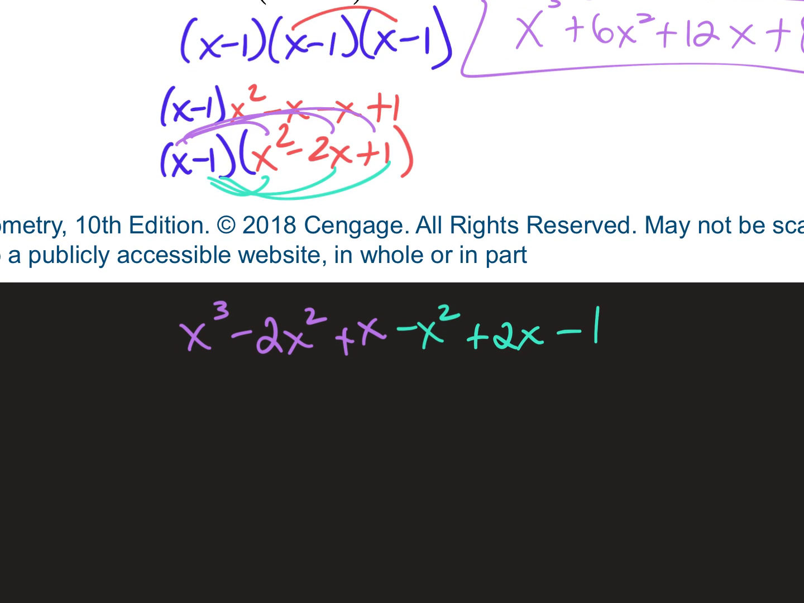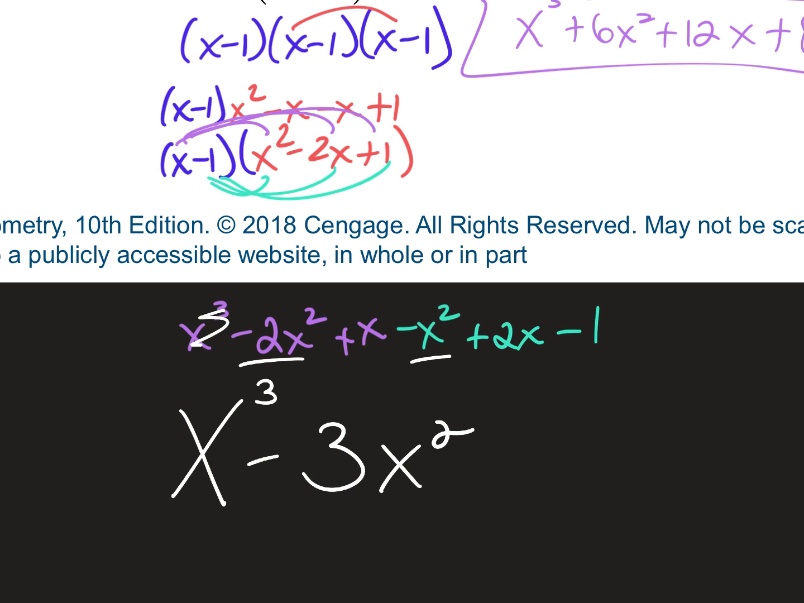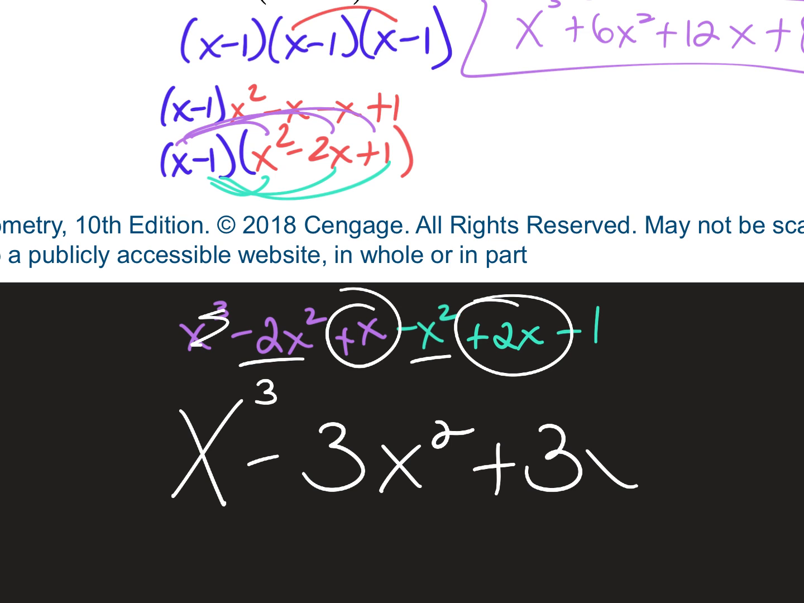So when we combine like terms, the only x cubed I see is just that one at the front, so we rewrite it. Minus 2x squared, sorry, minus 1x squared gives me minus 3x squared. I have a positive x and a positive 2x gives me plus 3x minus 1.